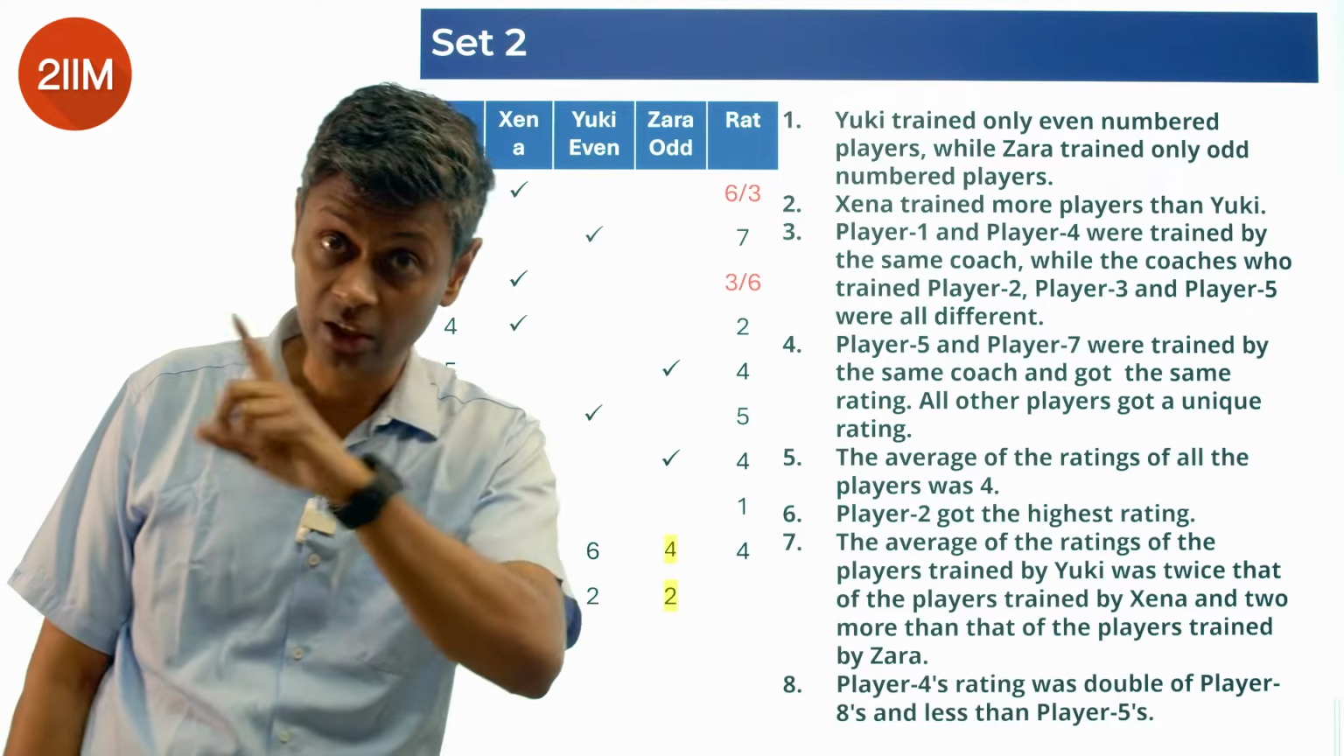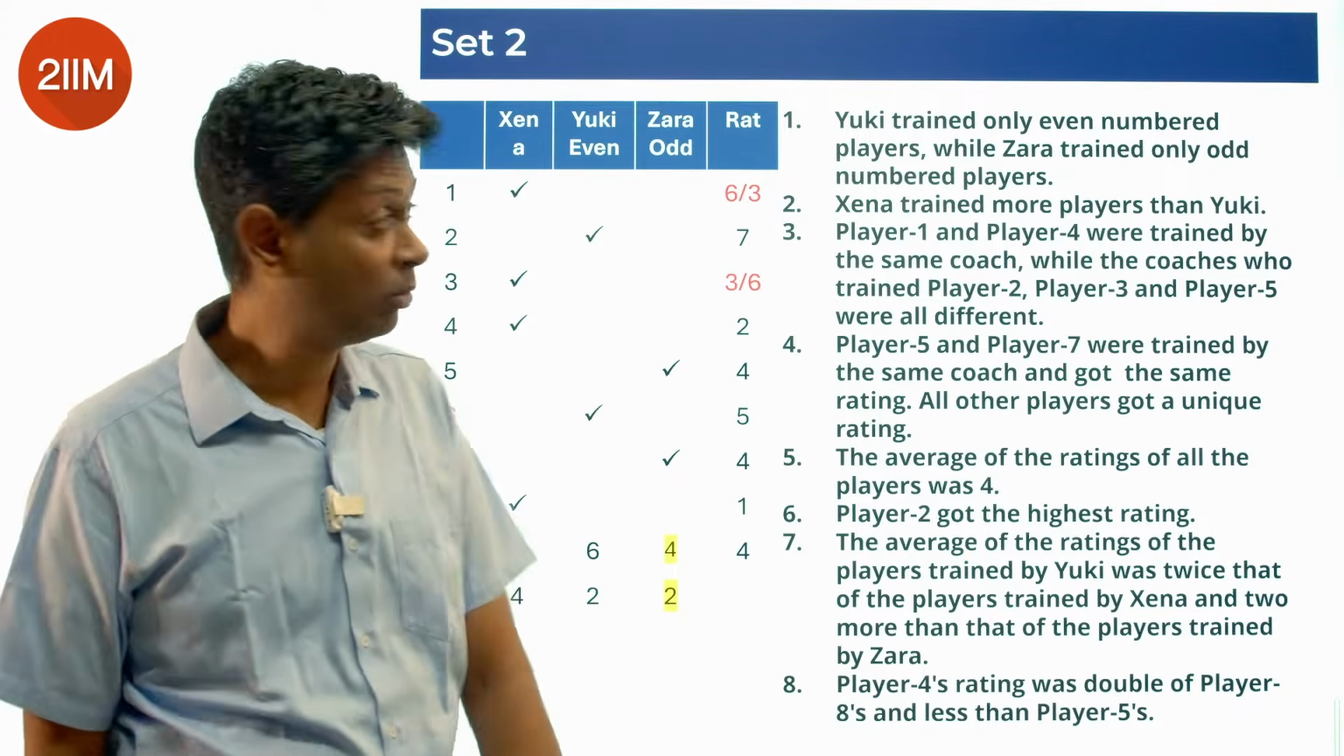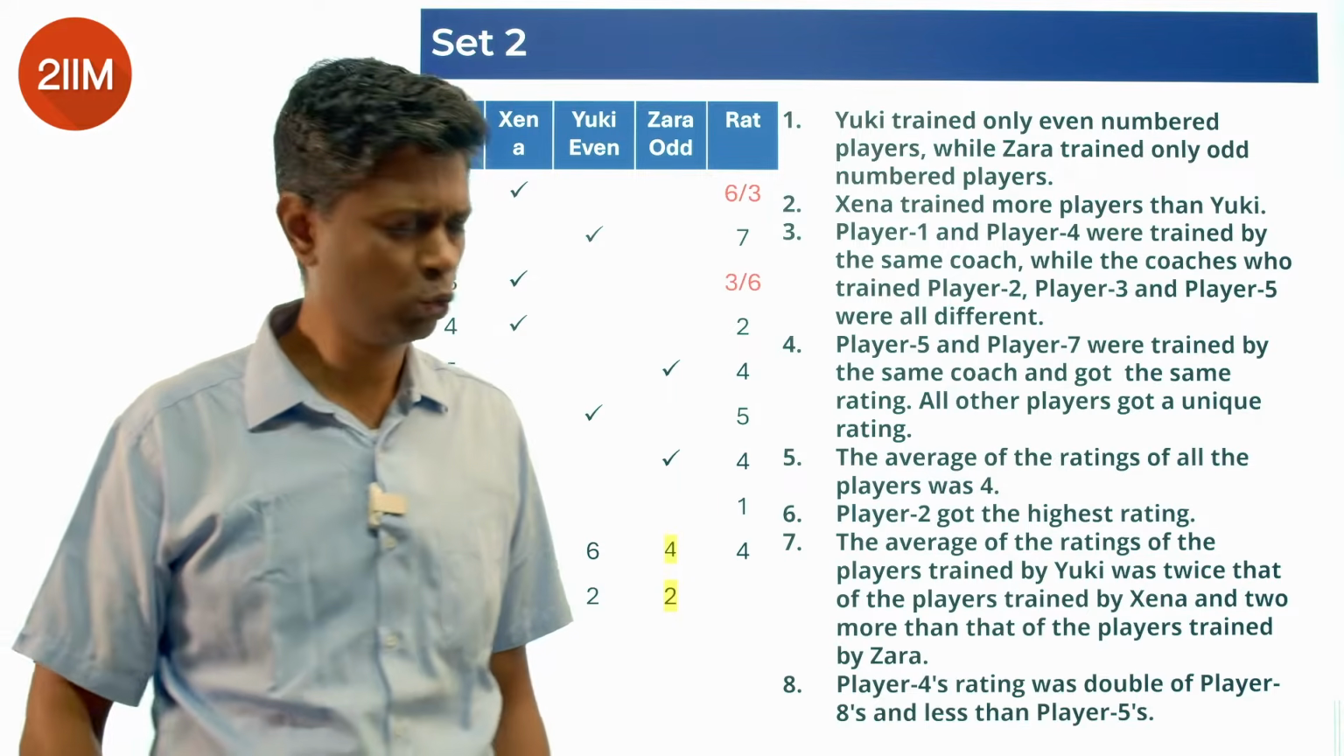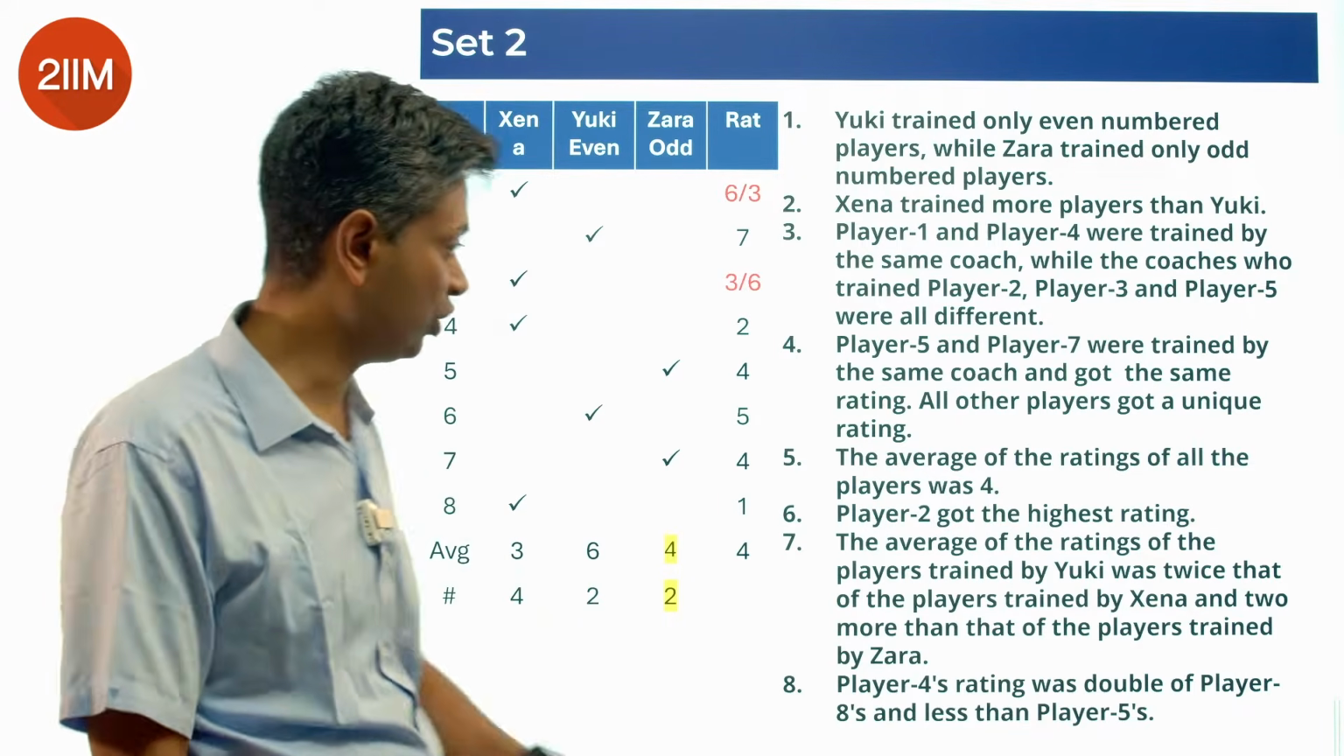Both are trained by Zena, and both add up to 9. But we don't know who is 6 and who is 3 between player number 1 and 3. A super interesting and challenging question set.